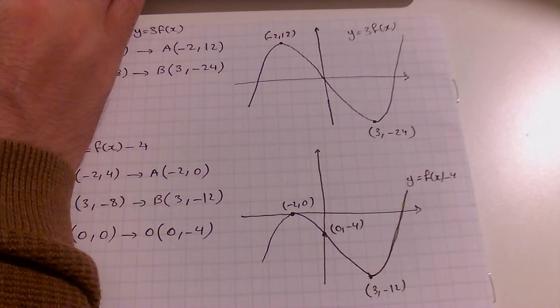Therefore, if I sketch the graph, it will look like so. Let's say minus 2 and 0 is here, 0 and minus 4 is here, and 3 and minus 12 is here. So this one would be the graph of y equals f of x minus 4. And this one is obviously y equals 3 times f of x.